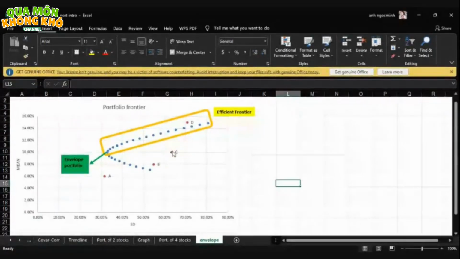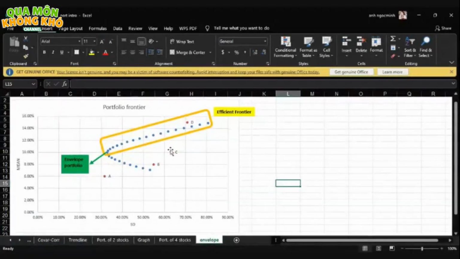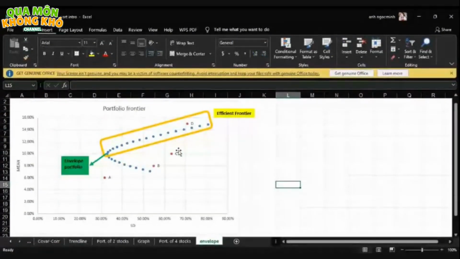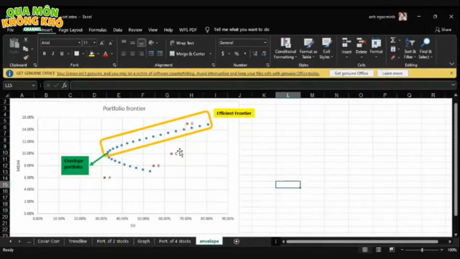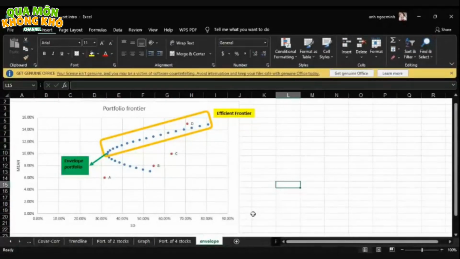The envelope: if two portfolios are on the envelope, then all of the individual stocks would fall on or inside the curve. But in our case, we have stocks A and D outside the frontier, so A and D cannot be efficient portfolios in this case. So that's all about the envelope portfolio.